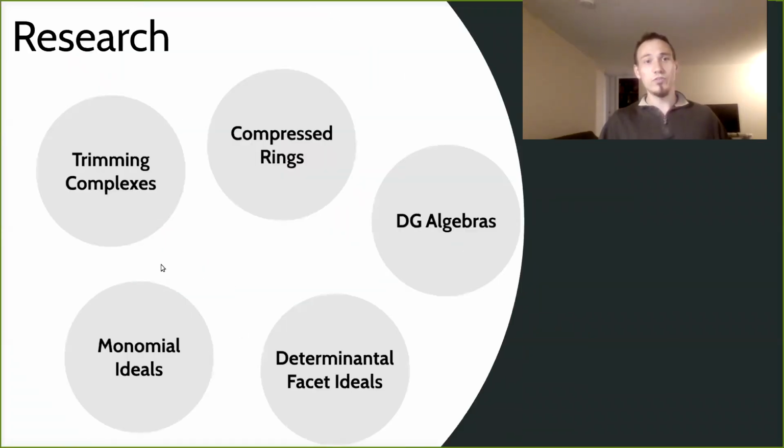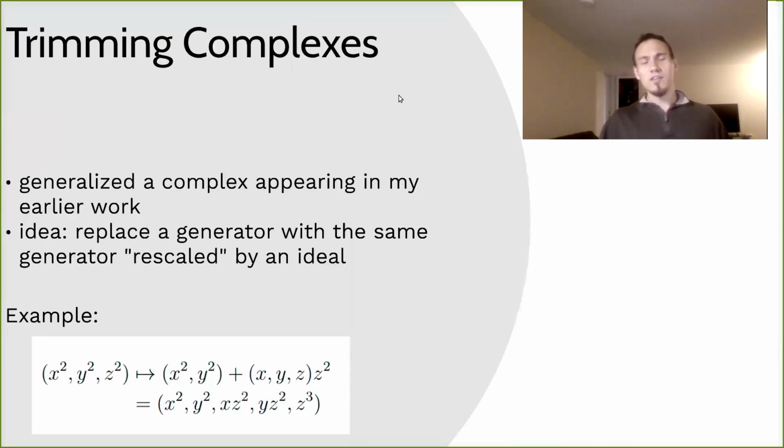So for research, we have all of these little dots to click on. The first one I want to look at is trimming complexes. Trimming complexes were a generalization of a complex that had appeared in my earlier work with type 2 compressed strings. And the idea is to think about taking a generator of an ideal and then replacing that generator with a rescaled version. So you rescale a certain generator by an ideal. A quick example is written below.